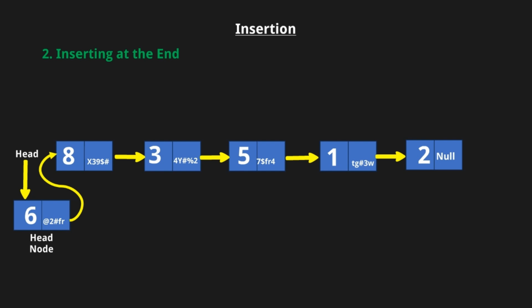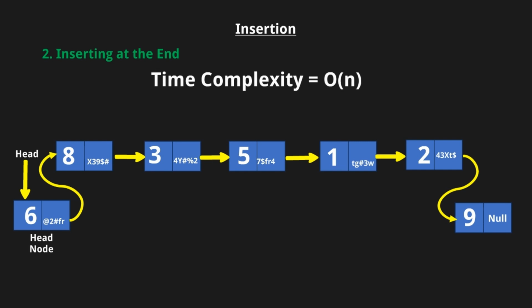Next, inserting at the end involves traversing the list to the last node, creating a new node, and updating the last node's next pointer to point to it. Here, insertion takes O(n) time, where n is the number of nodes, because we need to traverse the entire list to find the last node.